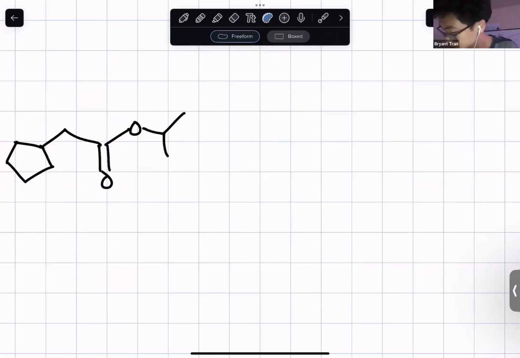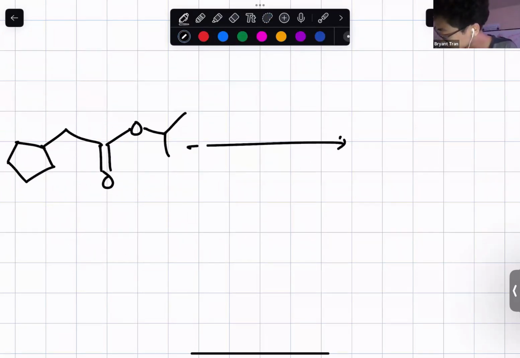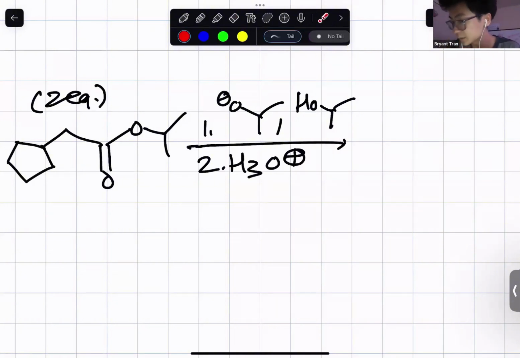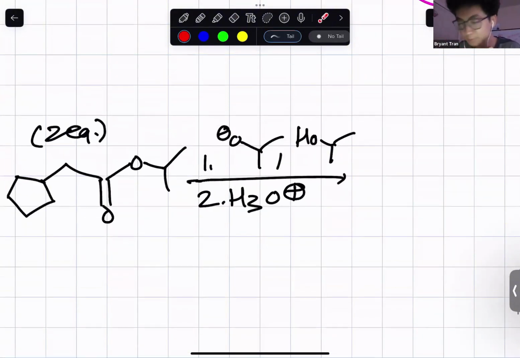And we're gonna react it with, this is gonna be two equivalents. We're gonna react it with that and acid workup. Predict the product and draw out the full mechanism. Include resonance structures where possible for full points.